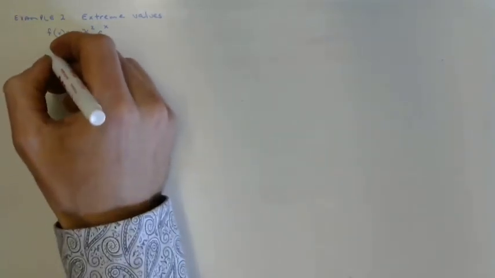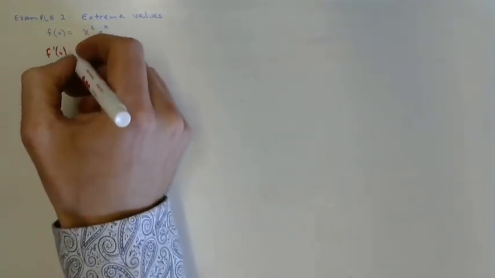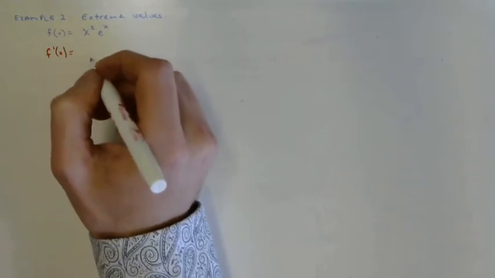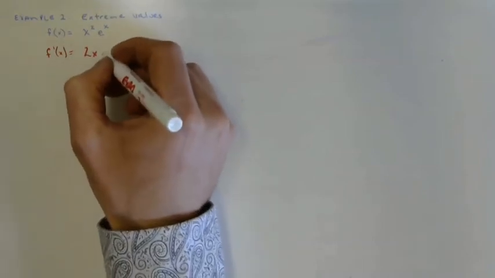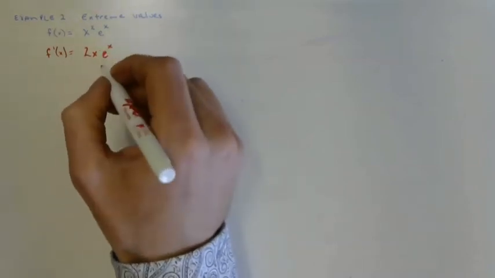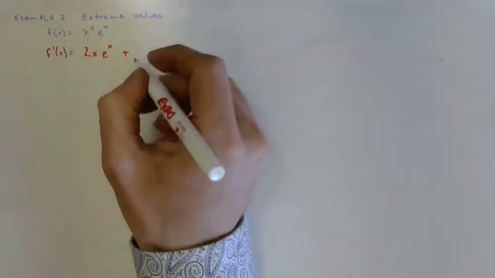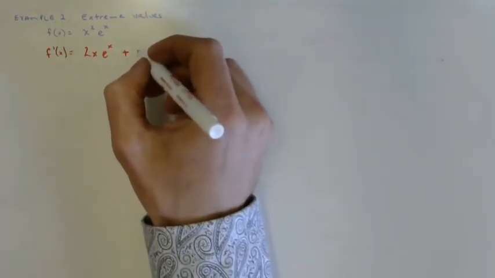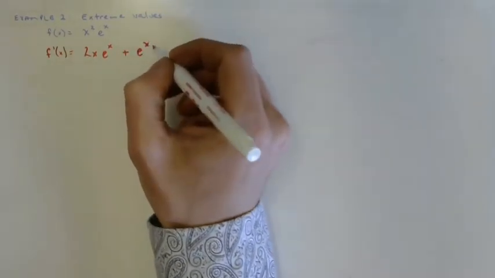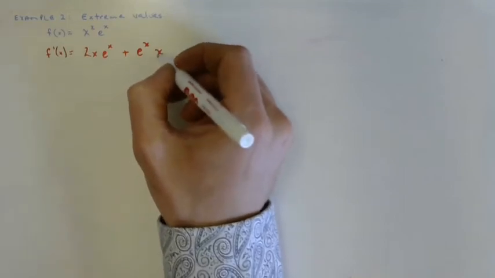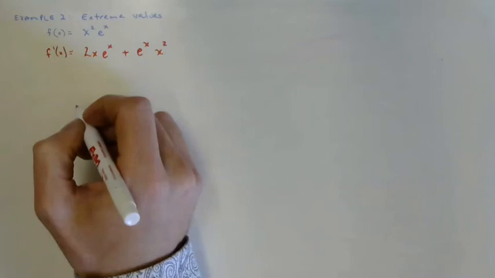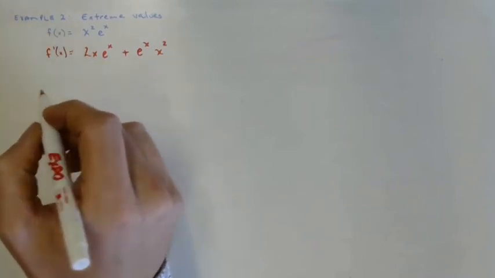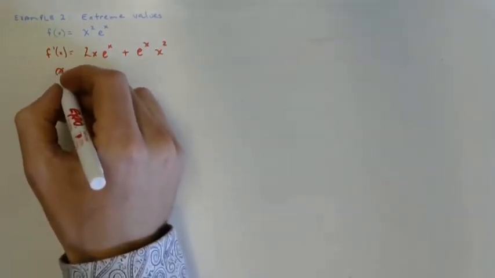So step 1, finding f prime of x. It's not a composite function, it's the product of two functions. So I'm going to take the derivative of the first, which is 2x, times the second, which is e to the power of x, plus the derivative of the second, which is its own derivative, e to the power of x, times the first, which is x squared. I'm going to set that equal to 0.